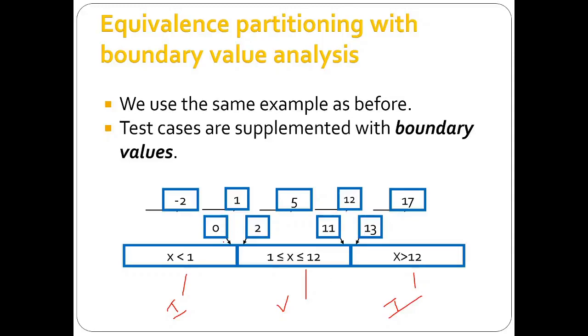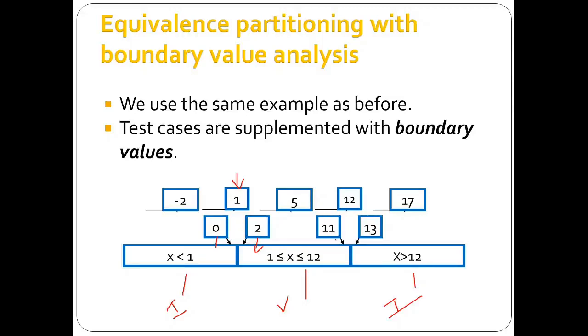Now see here, we have selected 0 from this partition, which is on the boundary, and we have selected 2 from this partition, which is on the boundary. So one value is falling in this partition, one value is falling under this partition, which are on the boundaries, and you are also going to select the values which come in between. See, now this one comes between 0 and 2. So such values you are going to test which come under the boundaries.